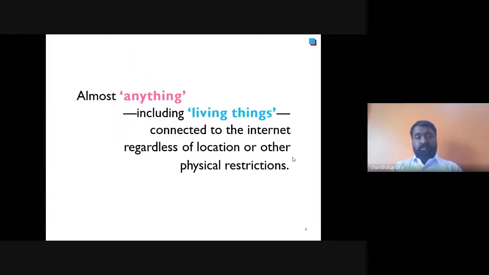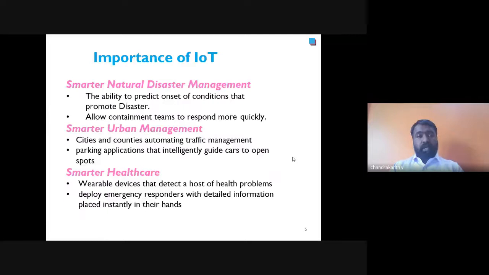So basically, this is the definition. Another thing is the importance. This IoT has a lot of importance. There are a few I have listed out, like smarter natural disaster management. As we have seen, a lot of natural disasters have been happening around the world recently. All those things can be predicted using intelligent devices, and we could reduce the losses.